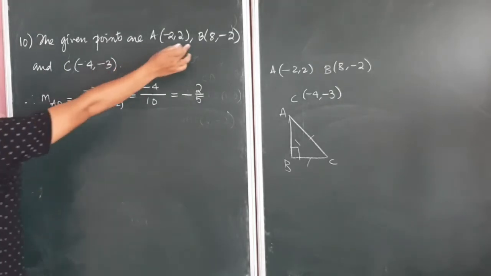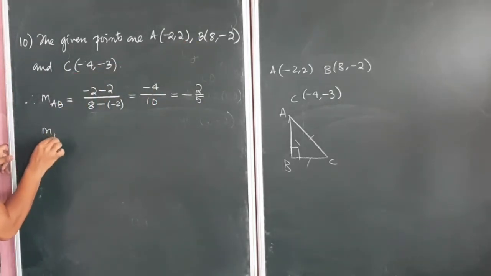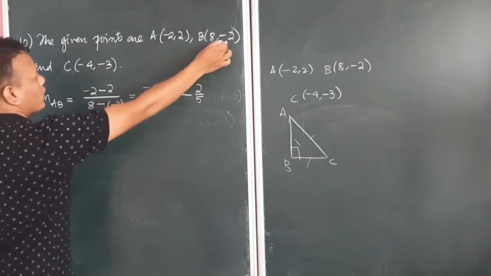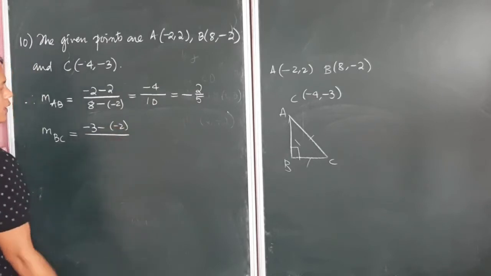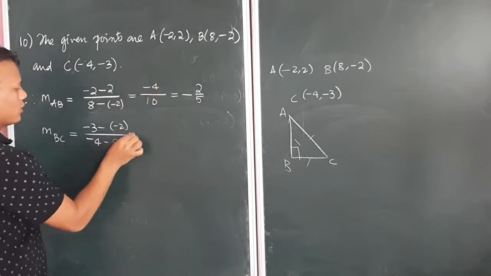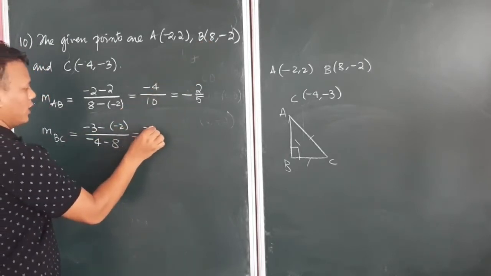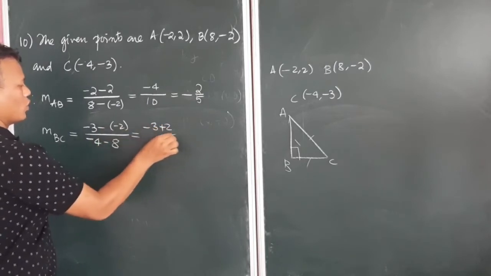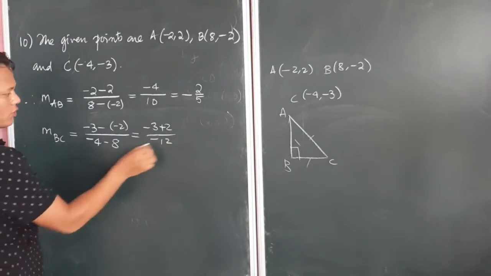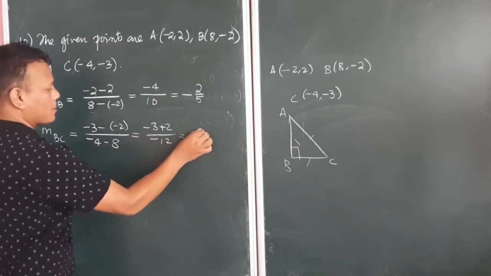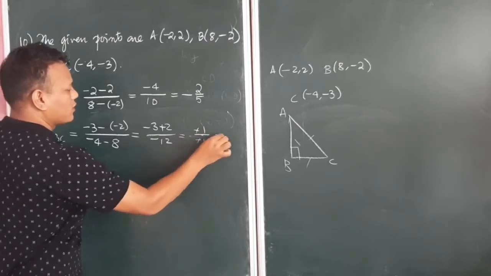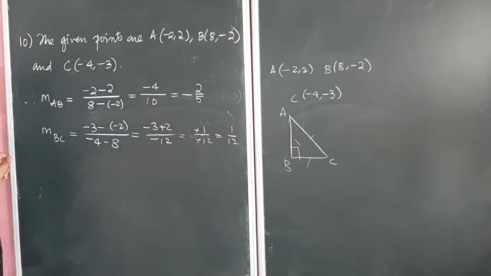Okay, so similarly let us find what is slope of BC. So slope of BC will be equal to again y2 minus y1, divided by x2 minus x1. x1 is 8. So let us see this. So this is minus 3 plus 2 divided by minus 12, right? Okay, so this is equal to minus 1 by minus 12. So minus and minus get cancelled. So this is 1 by 12, right?